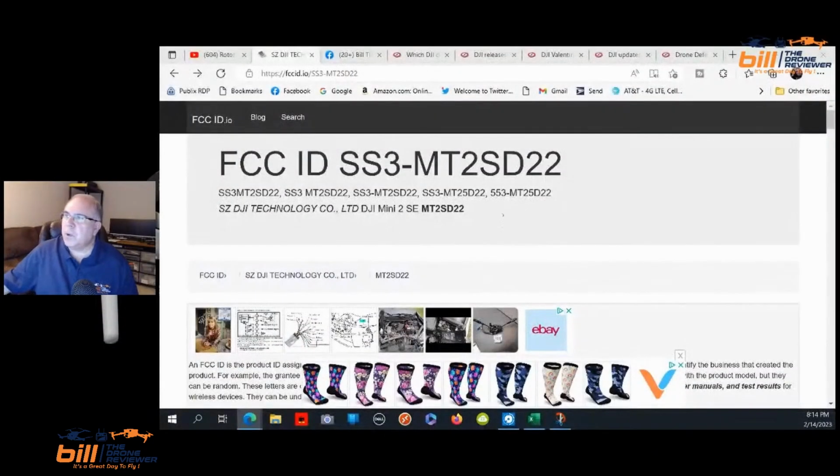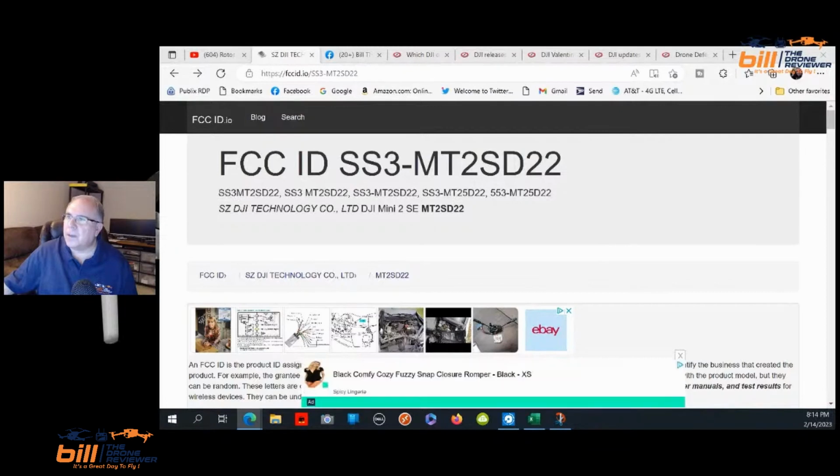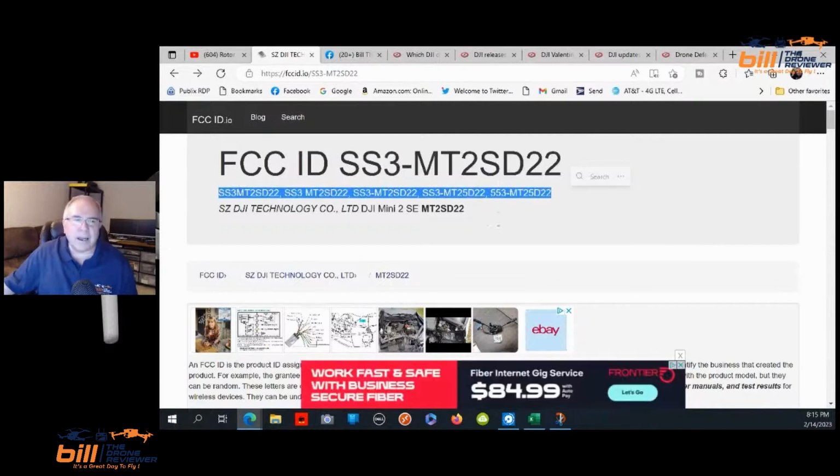Okay, now this is what the FCC does. It assigns it an ID in the database, and this is it. It's SS3-MT2SD22, okay? And then SS3M, and it's different. What they do here, these are the other acronyms it can be found under. Just kind of give you a little bit of a primer.